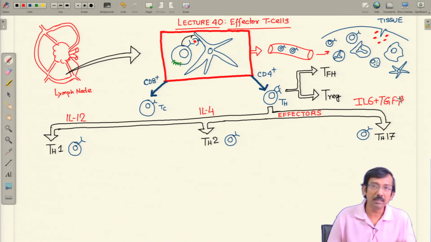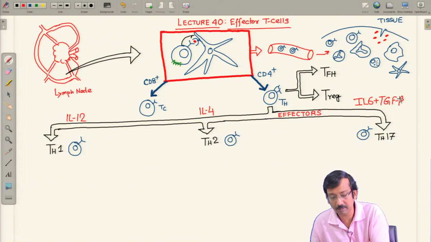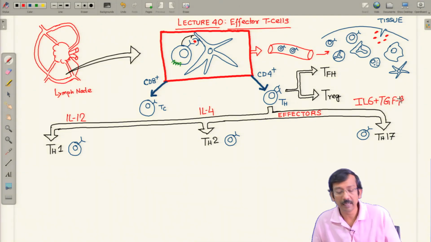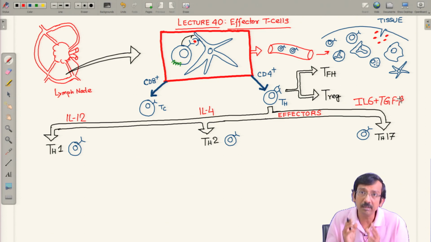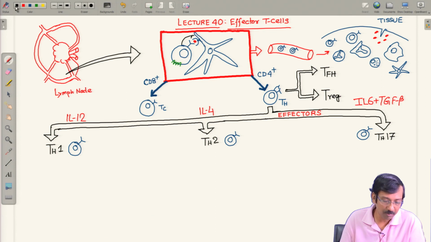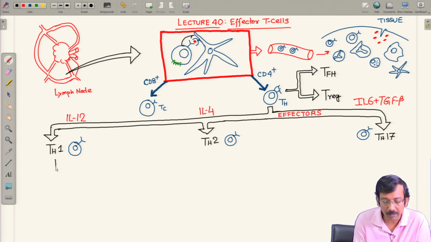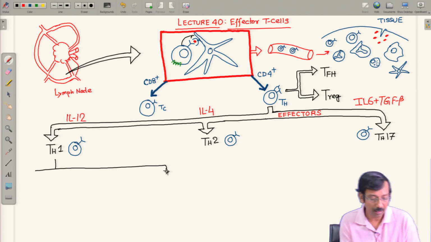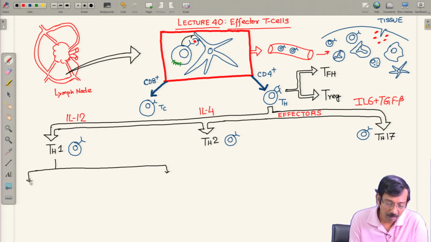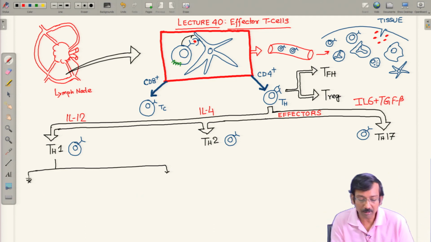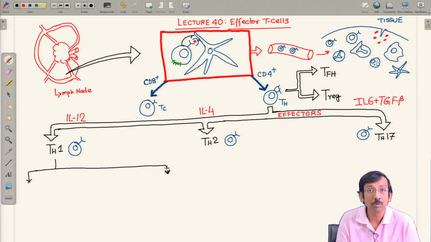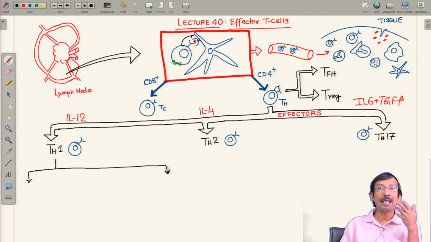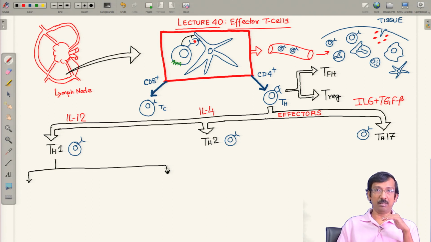Now, this Th1, Th2 and Th17 can help in distinct mechanisms. So, what are the distinct mechanisms that the Th1 cell is involved in? The Th1 cell is primarily involved in clearing of intracellular pathogens. What are intracellular pathogens or intracellular bacteria? Intracellular pathogens are those pathogens or bacteria that have been ingested or phagocytosed by a macrophage, for example.